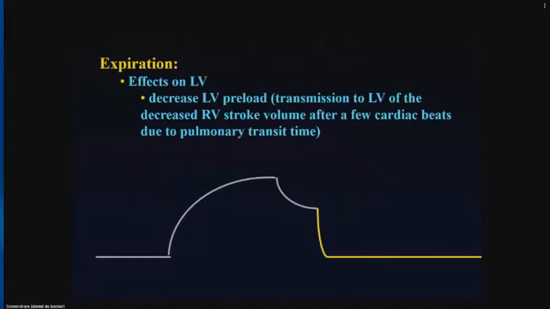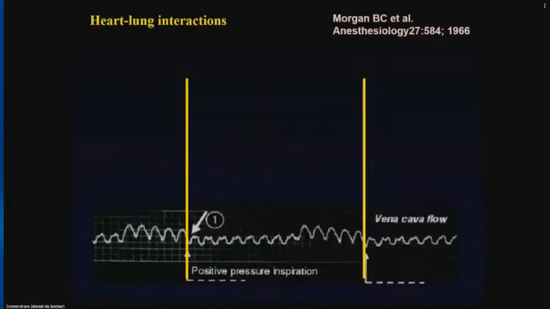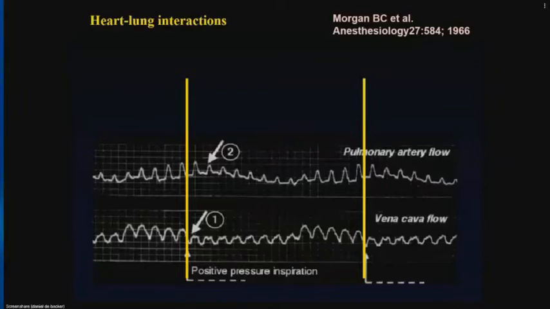And this was nicely illustrated in the 60s in experimental conditions. Here we can see a true measurement of vena cava flow. And we can see that immediately after insufflation, there is a decrease in vena cava flow. And of course, during expiration, there is a return back of the vena cava flow here. When we look at the pulmonary artery flow, we have a decrease in pulmonary artery flow just one beat after the inspiration. And this occurs during all the inspiration and returns back to normal during the expiration.